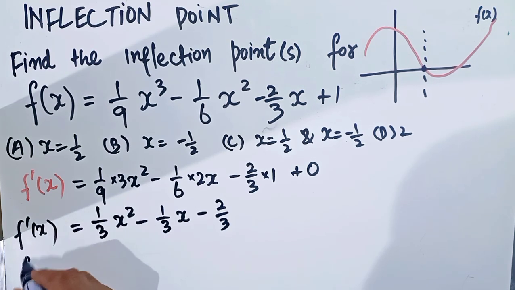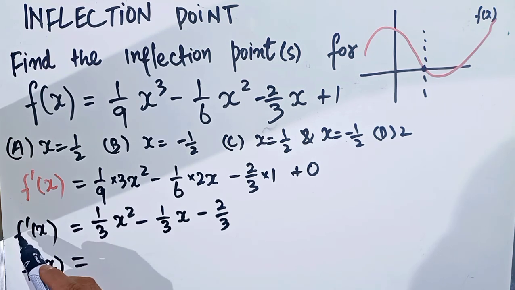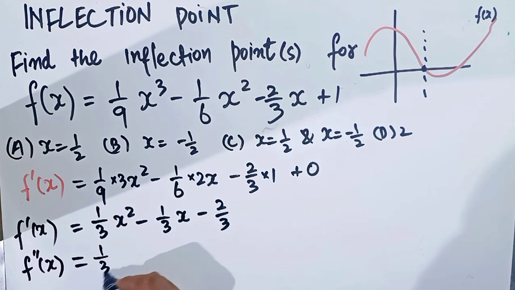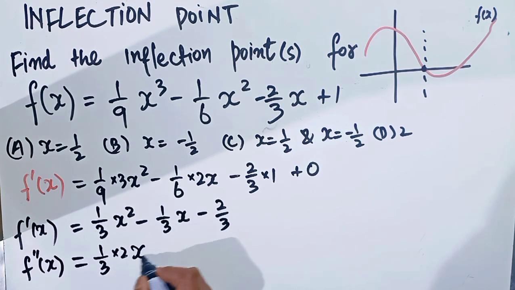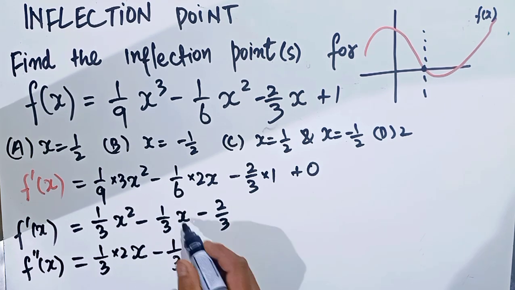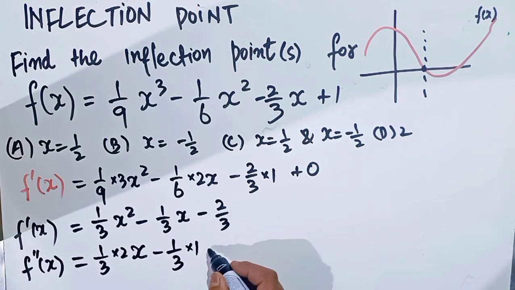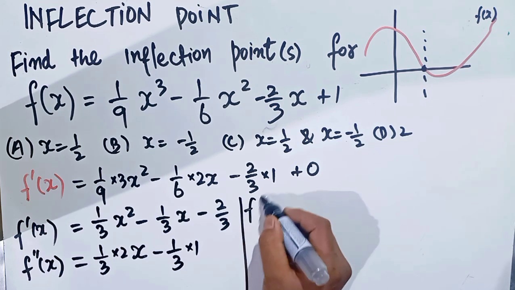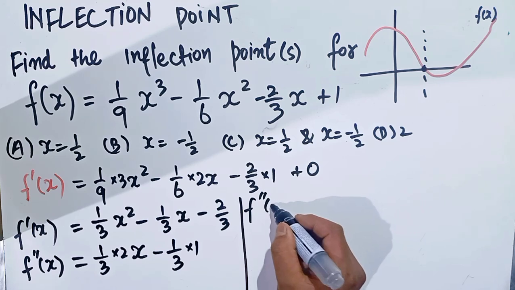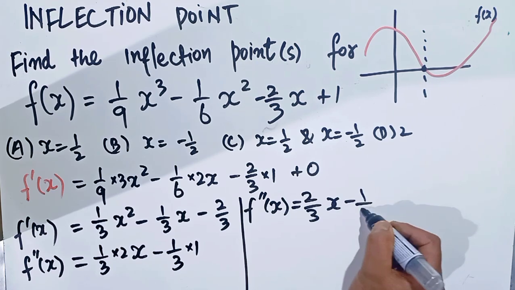So this is our f'(x). Then we take the second derivative and set it equal to 0. Now what will be the second derivative? The derivative of the first derivative will be the second derivative. So we have 1/3, the derivative of x squared will be 2x, minus 1/3, the derivative of x will be 1. Let's rewrite it first. That means f''(x) is equal to 2/3 x minus 1/3.